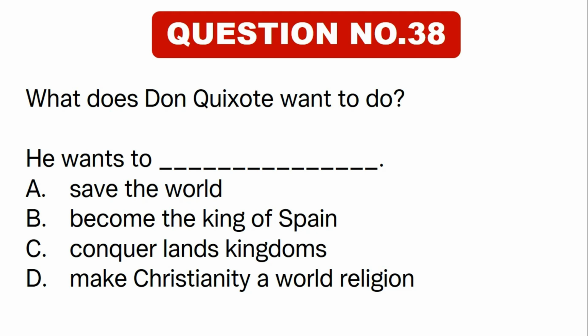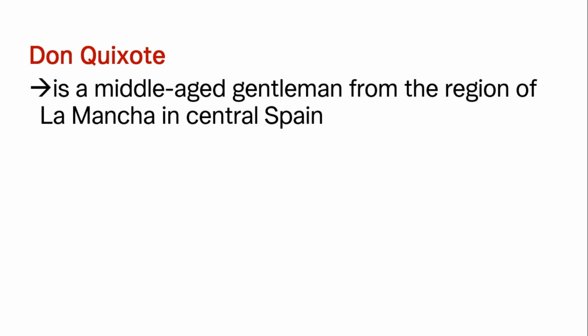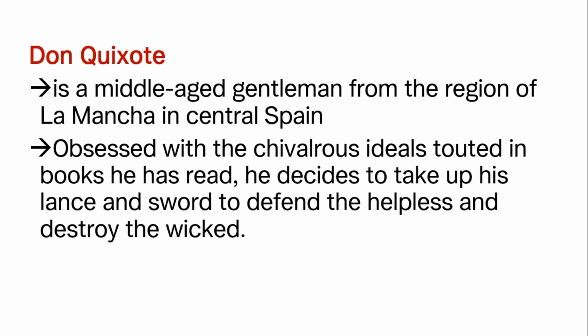A, save the world. B, become the king of Spain. C, conquer lands and kingdoms. D, make Christianity a world religion. The correct answer is he wants to save the world. The novel Don Quixote was written by Miguel de Cervantes, a Spanish writer. Don Quixote is a middle-aged gentleman from the region of La Mancha in central Spain. Obsessed with the chivalrous ideals touted in books he has read, he decides to take up his lance and sword to defend the helpless and destroy the wicked.